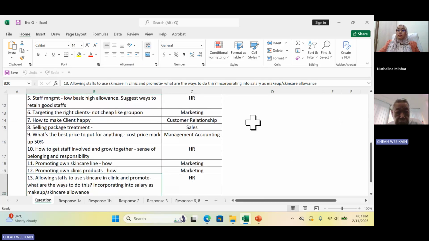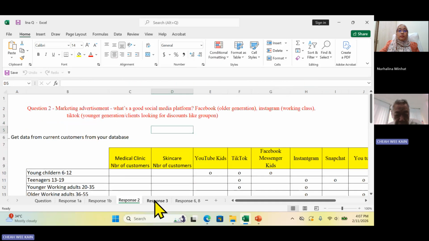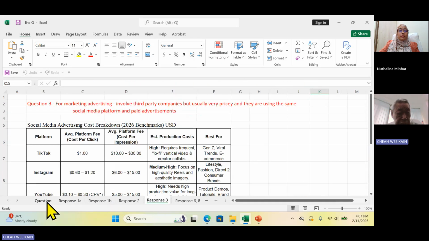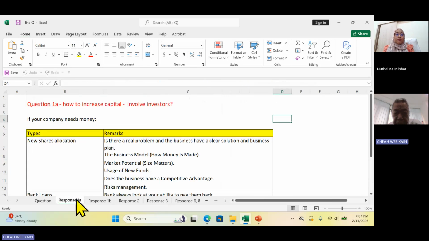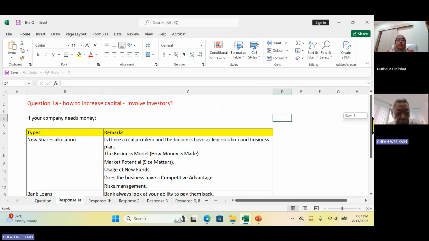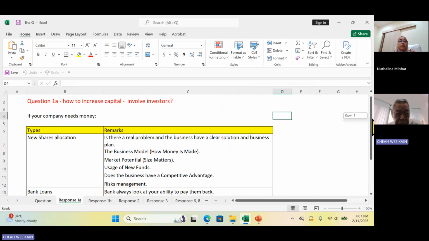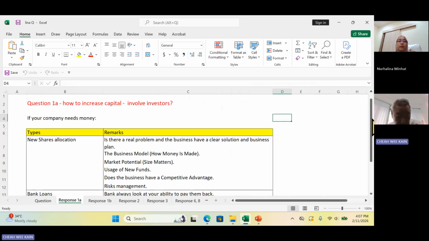So if you look at this Excel worksheet, you will see here respond 1A, 1B. This number ties back to these numbers here. So we look at the first one: how to increase capital, involve investors.